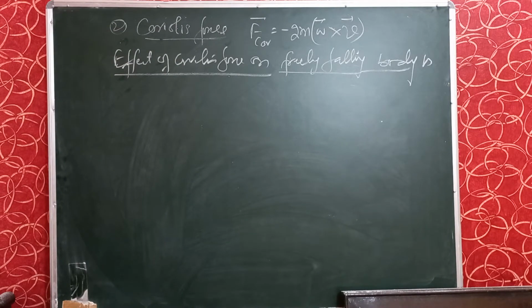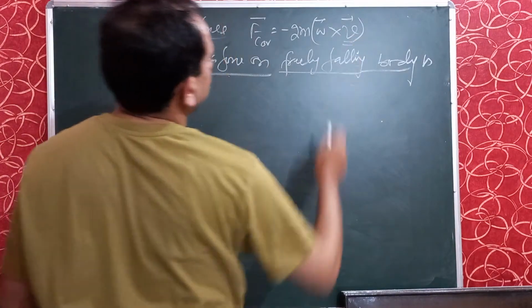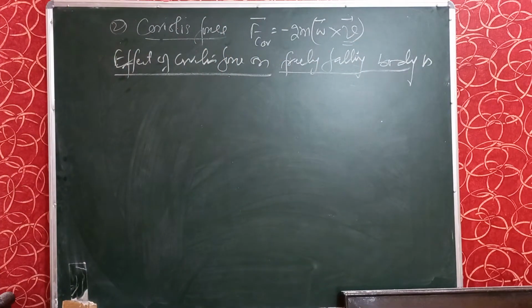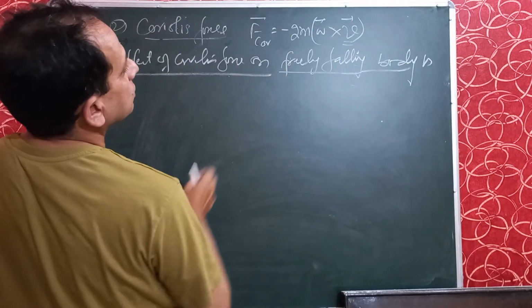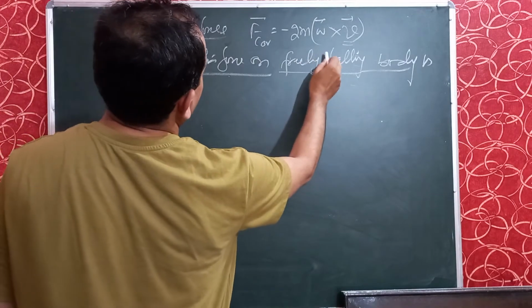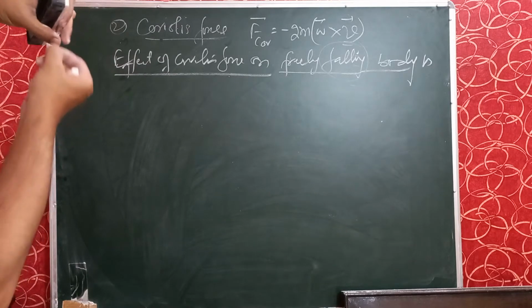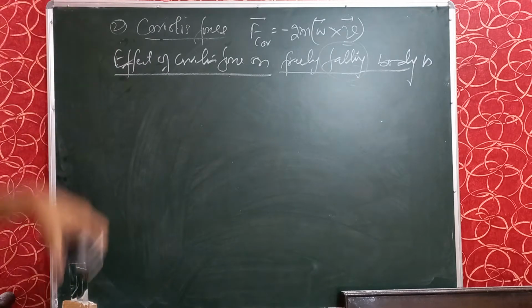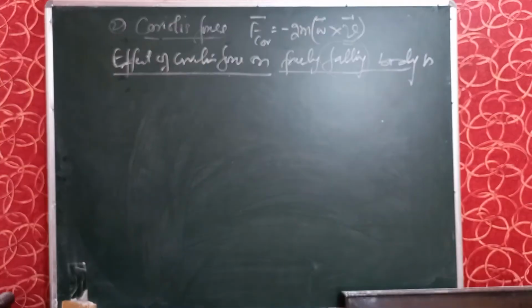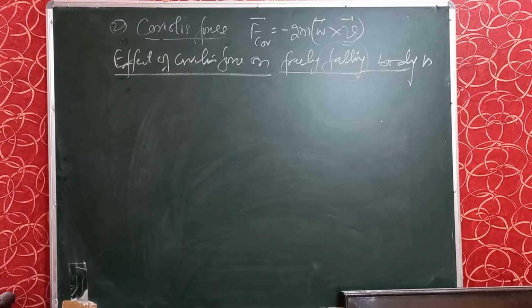This force deals with the object in motion because velocity is involved as one term in Coriolis force. Therefore, we have to consider the object in motion. Therefore, we will take freely falling body. Falling means it is moving from higher point to lower point, that is in motion. So velocity should be there. We will not consider the body at rest. We will consider the body in motion.